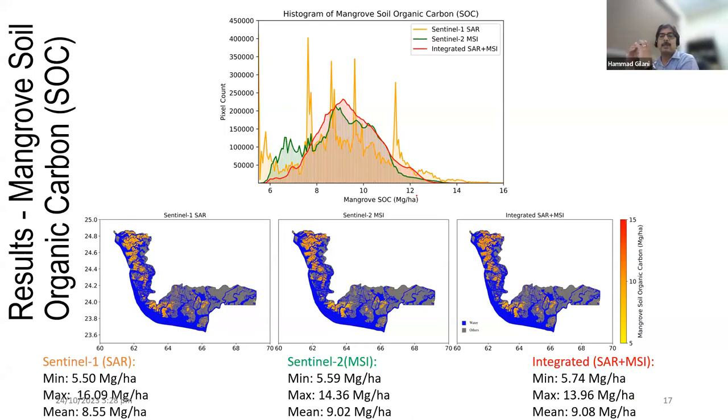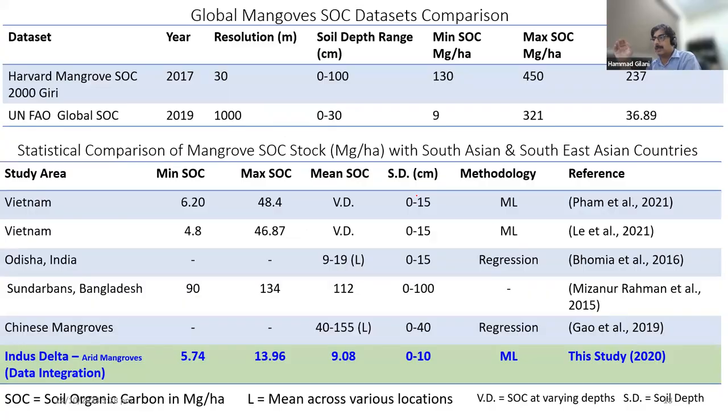So one of the findings is that we need to integrate these satellite datasets, sensors, and different parameters, linking them with the field information, to come out with more accurate carbon stock mapping, either above ground or soil. Here is a quick comparison between our findings and other globally published datasets. You can see our findings are very close to the Orissa, India sites.